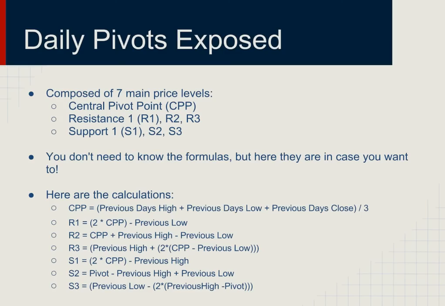Then we have resistance levels, 3 main resistance levels. We have R1, R2 and R3. R1 is the closest proximity to the daily central pivot, and then R2 is the closest proximity to R1, and R3 is close proximity to R2. Same goes for support. We have support 1 or S1, S2 and S3. S1 is the closest proximity to the daily central pivot, and so on.